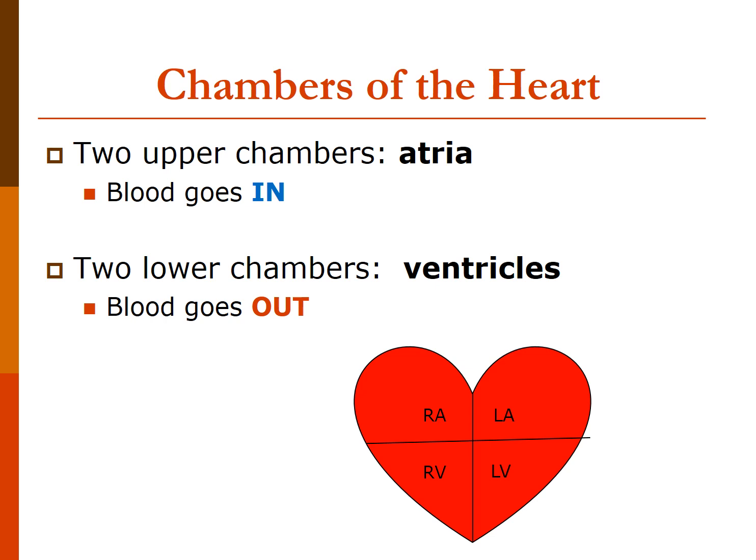This is where blood goes into the heart. The lower chambers are the ventricles. So you can see a right and left ventricle. This is where blood goes out of the heart. The atria are going to contract at the same time, followed by the ventricles.